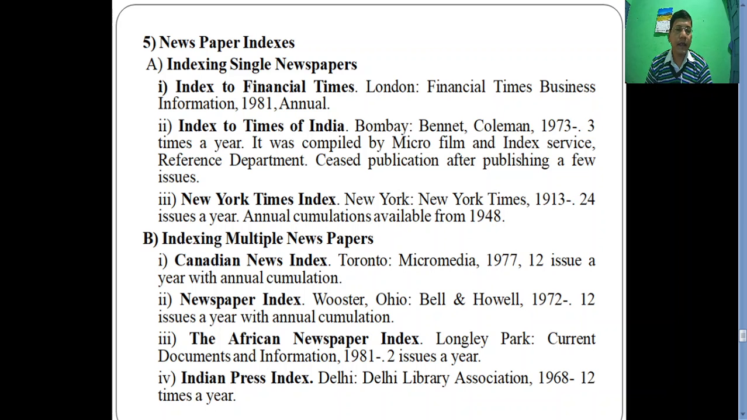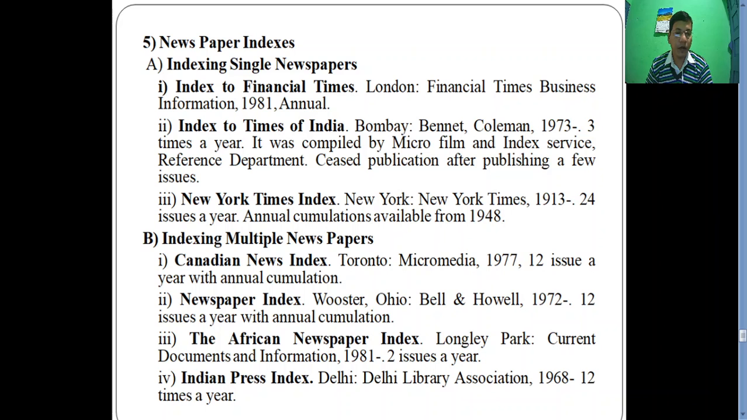Newspaper indexes. Indexing a single newspaper. Index to Financial Times, Financial Times Business Information, since 1981, annual. Index to Times of India, since 1973, 3 times a year. It was compiled by Microfilm and Index Service Reference Division, and ceased publication after publishing a few issues. New York Times Index since 1913, 24 issues a year, annual accumulation available from 1948.